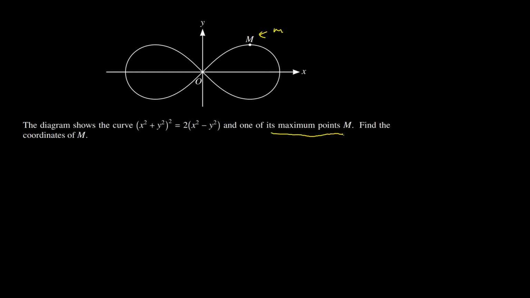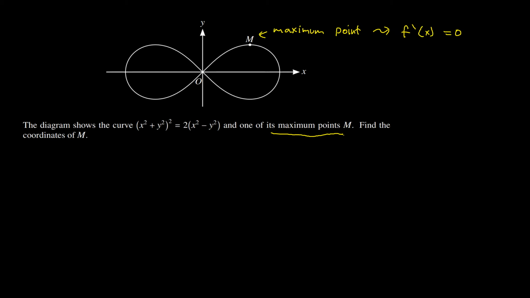So this is maximum points, which is our main clue for solving this problem. So maximum points is when the derivative of a function is equal to 0. So when the derivative of a function is 0, it can be minimum, maximum, or turning point of a curve. So this is a maximum point, and this is our clue. And because our function is defined implicitly, we need to find out the implicit differentiation.